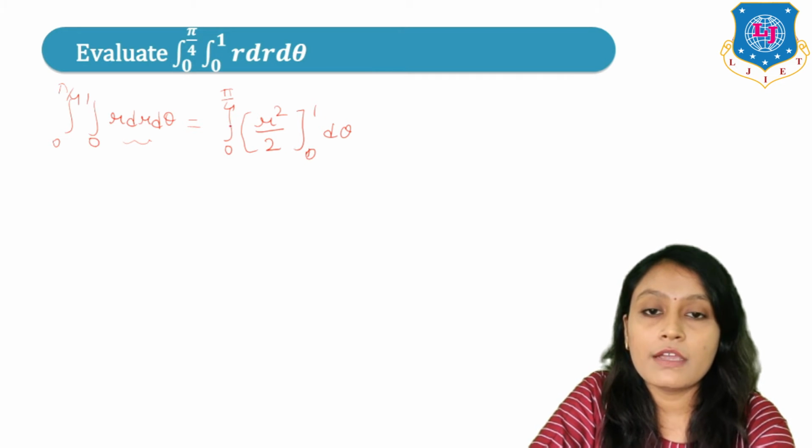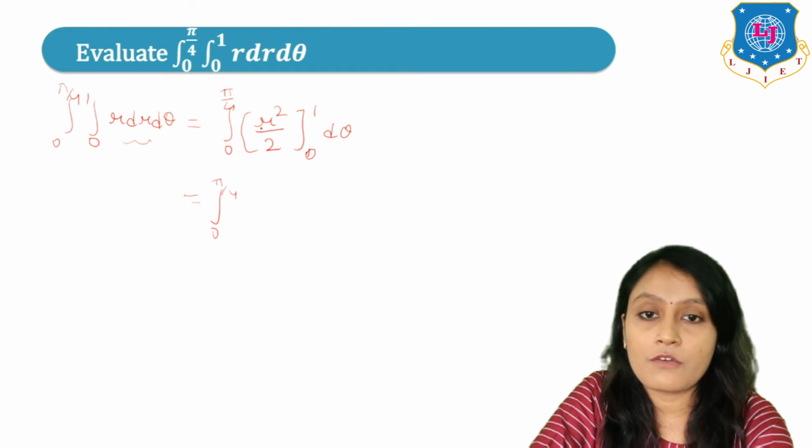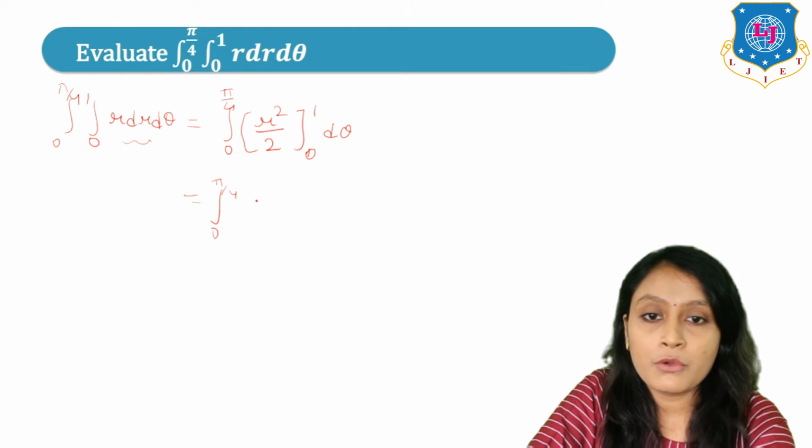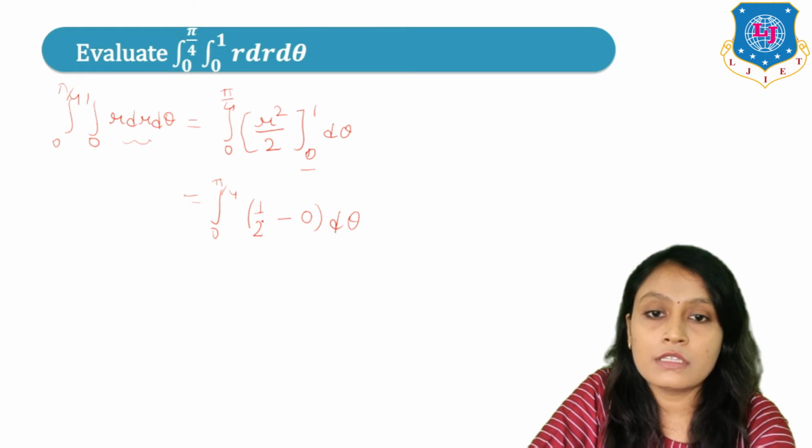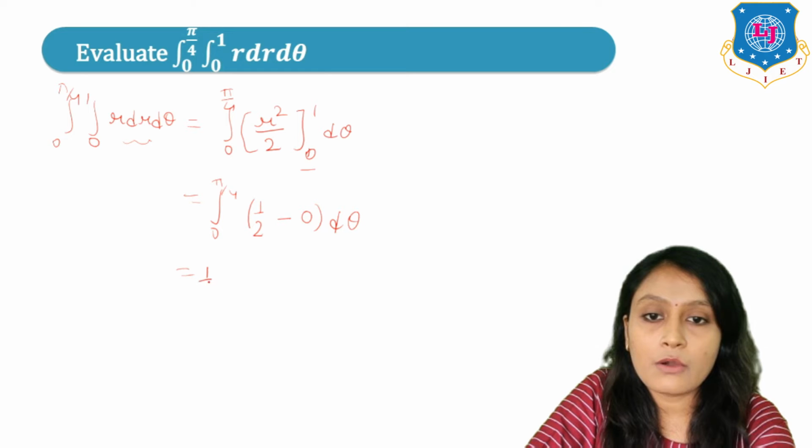Now we have to substitute the limits. Keep the integration 0 to pi by 4 as it is. Firstly we substitute the upper limit, so in place of r we substitute 1, and you will get 1 by 2 minus, now substituting the lower limit, in place of r we substitute 0, so you will get 0, and d theta as it is. Now this 1 by 2 we take outside the integration, so we have the integration from 0 to pi by 4 of d theta.